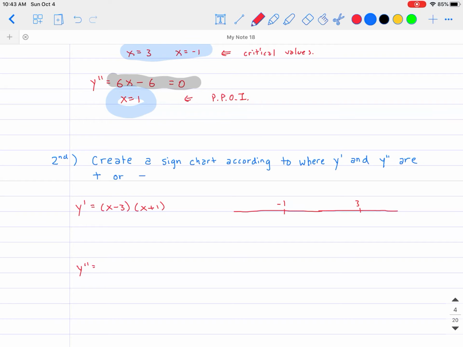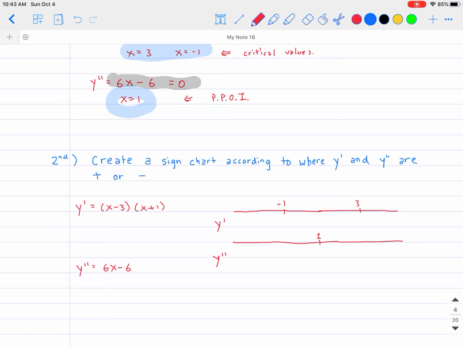In addition to that, I'm also going to look at y double prime, which is equal to 6x minus 6. And that means that the point of inflection is going to be located at x equals 1. So I am also going to break it at x equals 1 over here. Okay, so here is the second part. I am going to look at y double prime and also y prime. So let's go ahead and put that in.